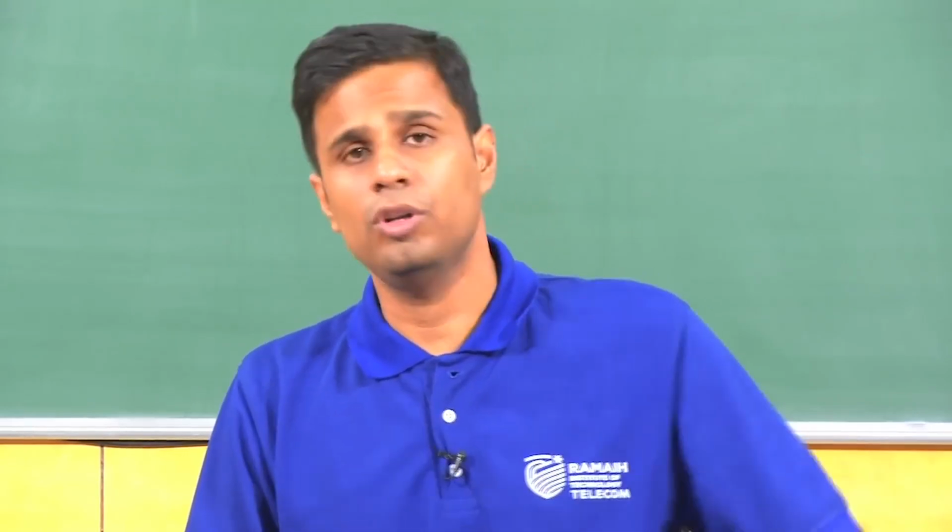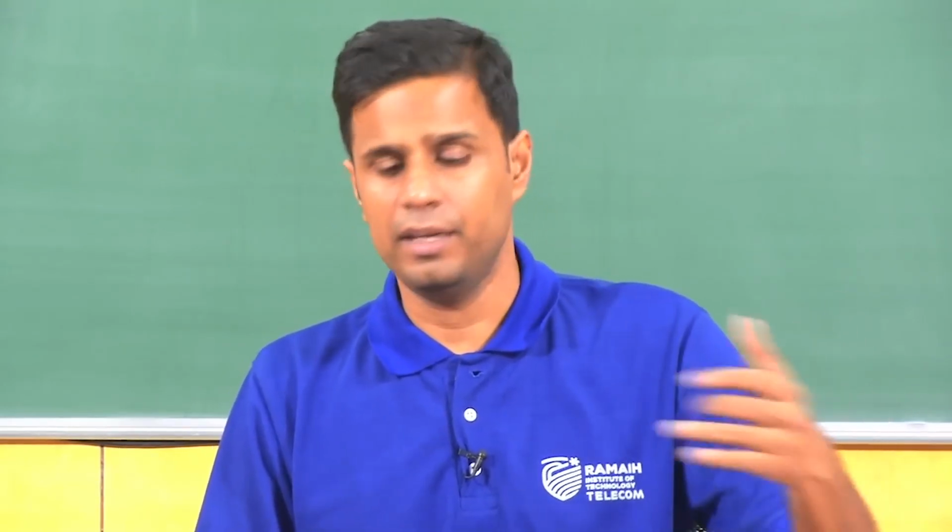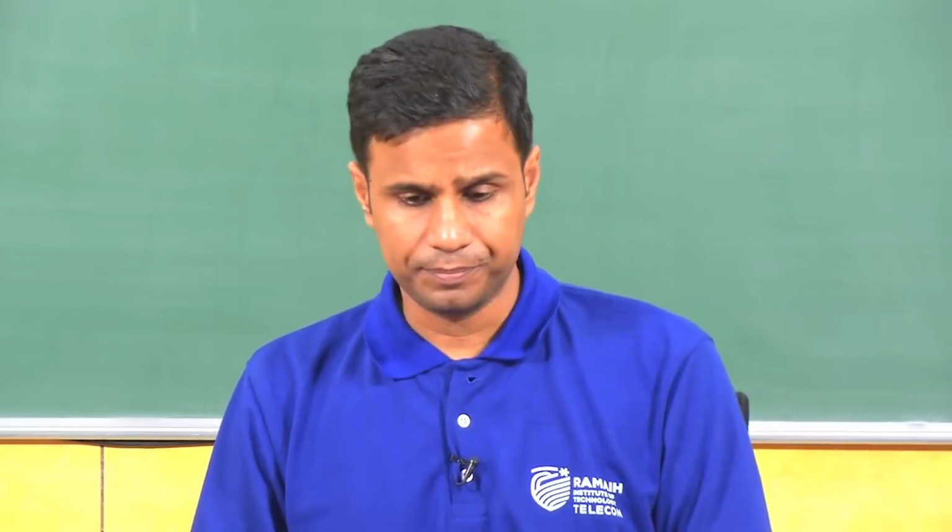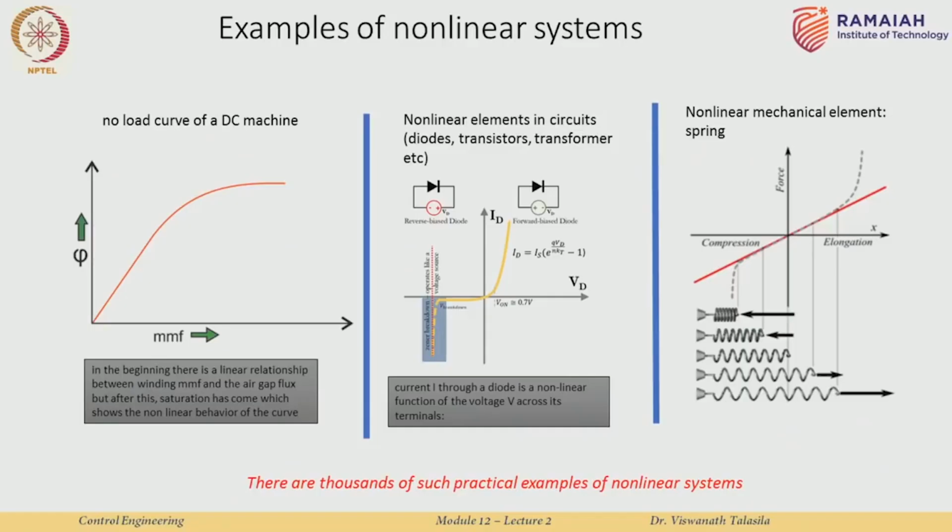This applies to all physical examples, electrical, mechanical, and so on. Examples of nonlinear systems, I have just put 3 over here. There are thousands of examples of nonlinear systems. There is your diode behavior, one of the classic examples. You have this kind of a response over here. In this region it is linear, in this region it is absolutely not, it changes completely.